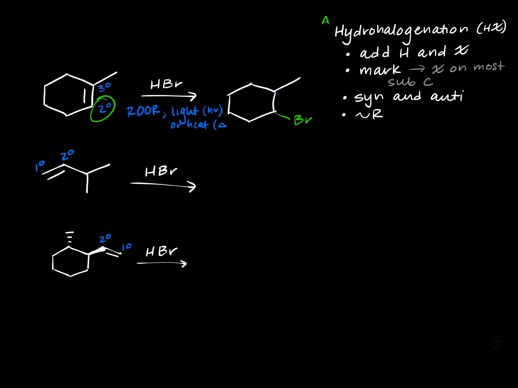Antimarkovnikov hydrohalogenation, Markovnikov hydrohalogenation. We still are going to add H and the halogen, but instead, again, it's going to be Antimarkovnikov. So we should remember that we have Antimarkovnikov when we have the conditions of peroxides. This means that instead of placing X on the more substituted side, we're going to place our halogen on the less substituted side.